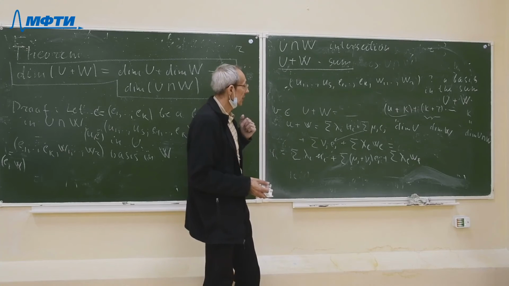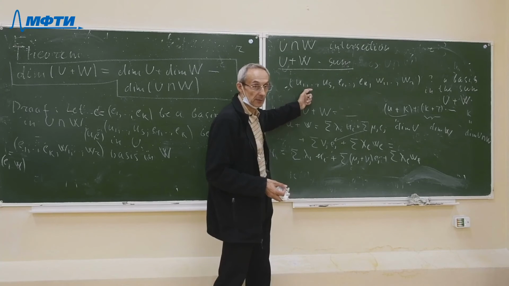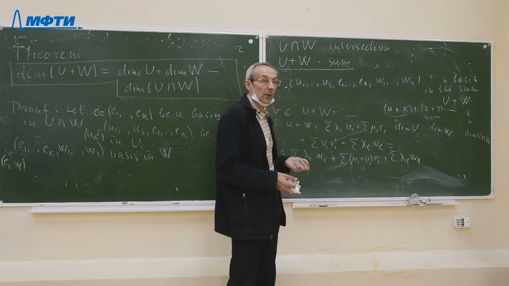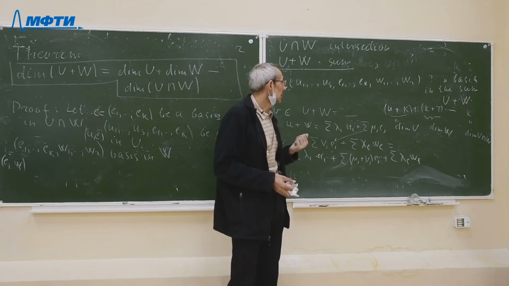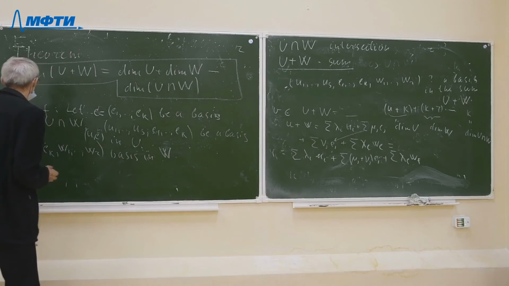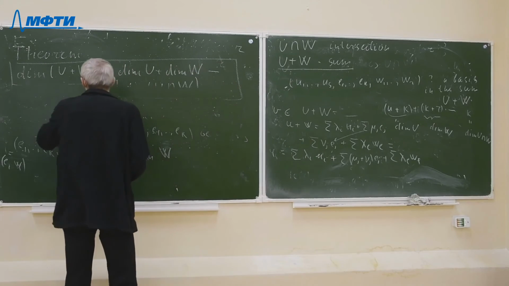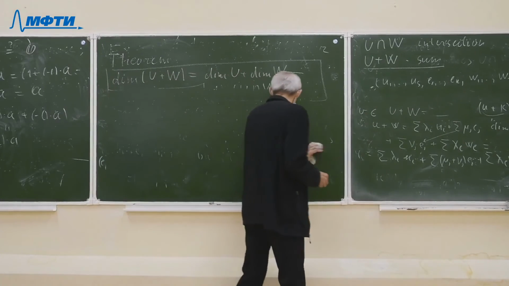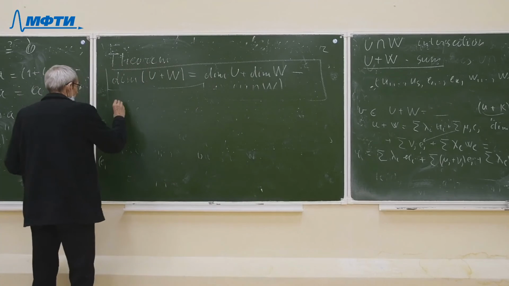But the non-trivial fact is that this system is a linearly independent system. This is the hardest part of this theorem. Let's prove that the system is linearly independent. For proving this fact, let's consider a linear combination of these vectors.